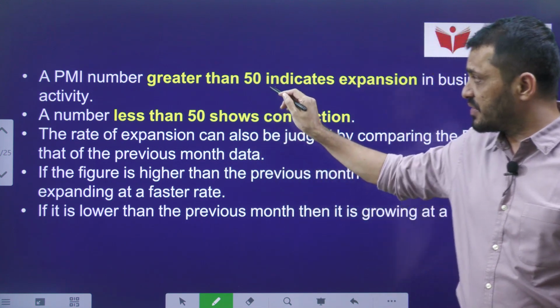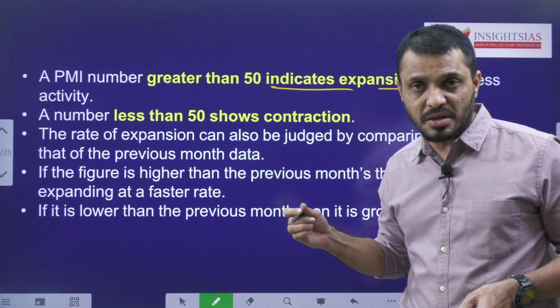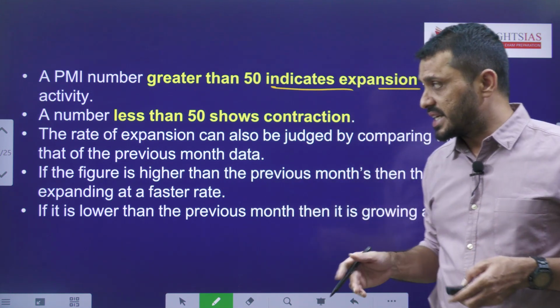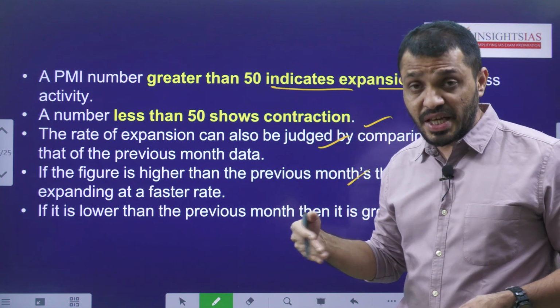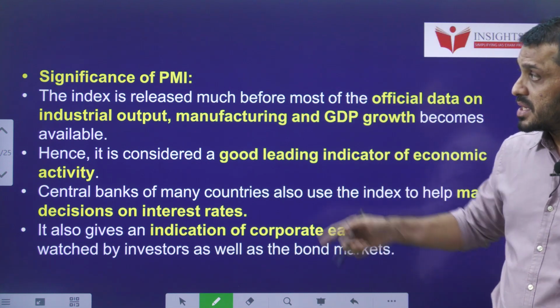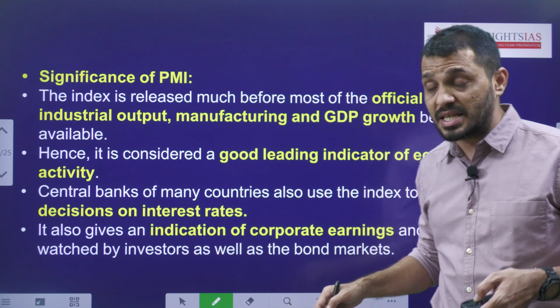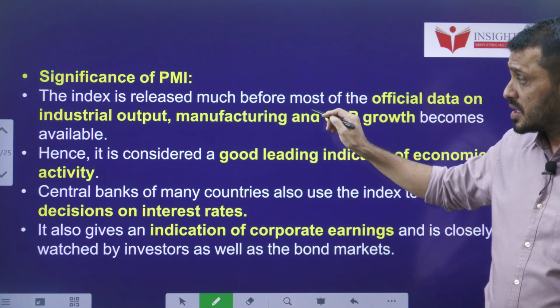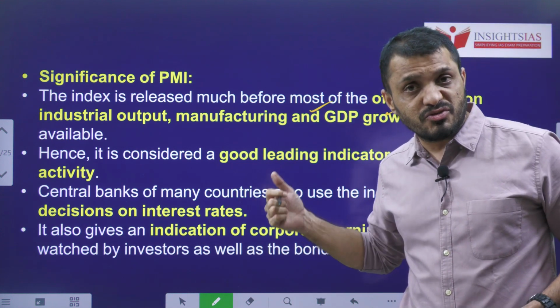A PMI number greater than 50 indicates expansion, and less than 50 indicates contraction. That means industrial activity is contracting. Based on this, we can judge the upcoming parameters and how they are going to perform. Regarding the significance of the Purchasing Managers Index, like I said earlier, it gives hints about industrial output, manufacturing as well as the GDP growth rate.